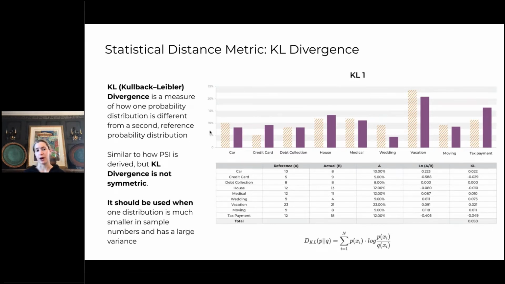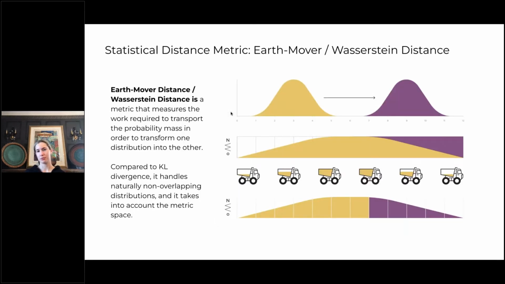KL divergence is also a very popular method. It does not have the symmetric property that PSI has, but it's good if you have one distribution that is much smaller or much larger than another distribution. The last one I just want to touch on is the Wasserstein distance. It's also called the Earth mover distance because essentially it's a metric that measures the work required to transport a mass, like a probability mass, from one distribution to another. So it's how much Earth essentially do you have to move to put one distribution into the frame of the other.